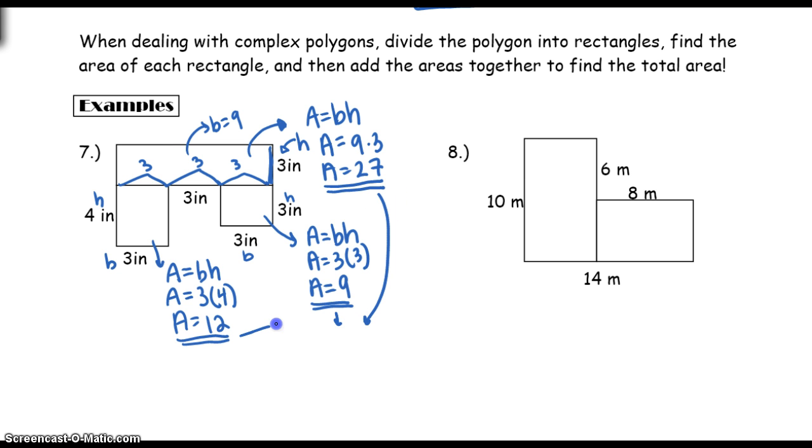So what we're going to do here, I'm going to write the word add. There we go. Okay? You're going to add these together. So we'll have 12 plus 9 plus 27. And when you add those together, you get 48. But please remember your units. We're talking about area here. So inches squared.